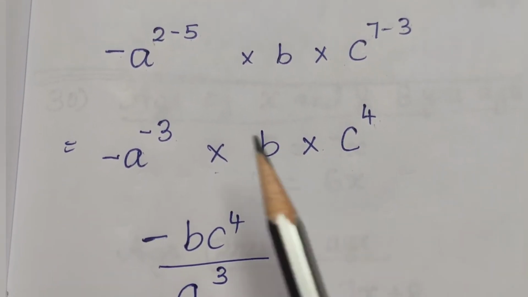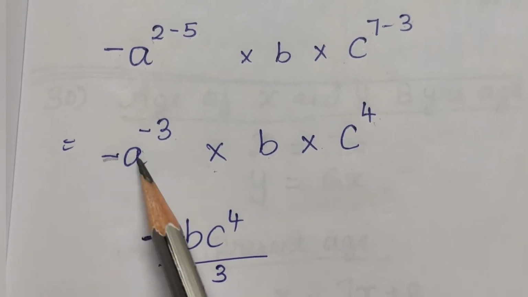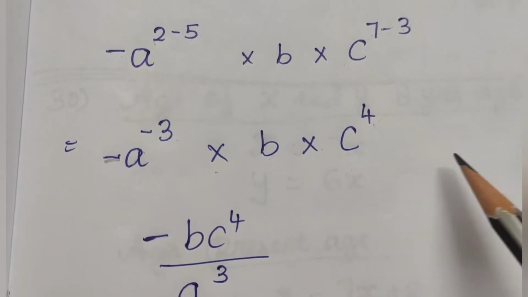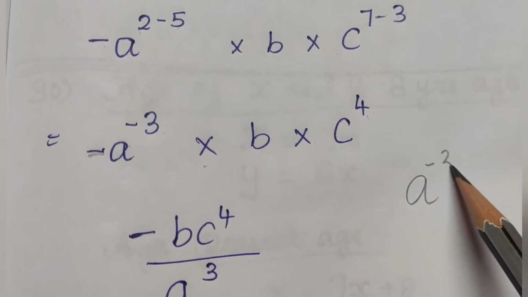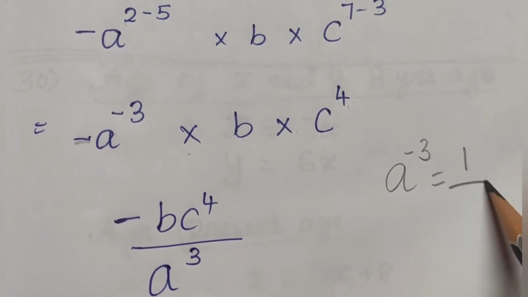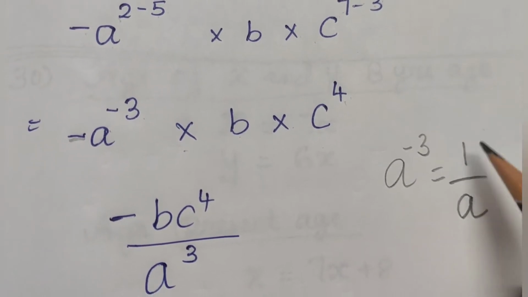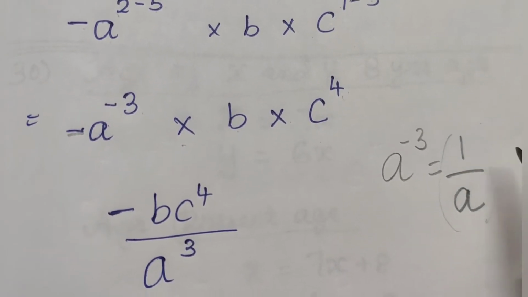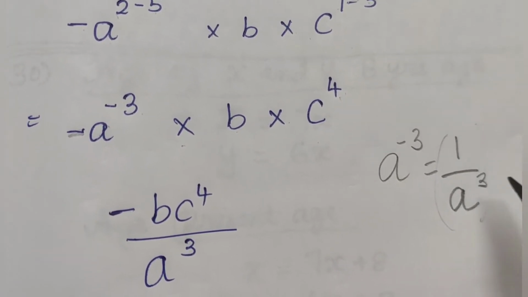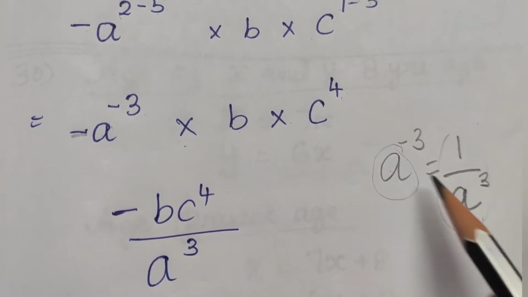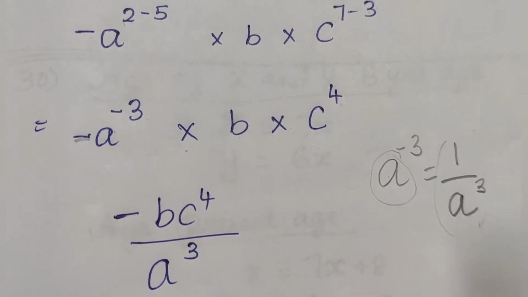So I get minus, here itself, a power minus 3. How can you write the power positive? A power minus 3 is equal to take the reciprocal of the base, 1 by a. So power automatically becomes plus. If base is taken reciprocal, power becomes plus.